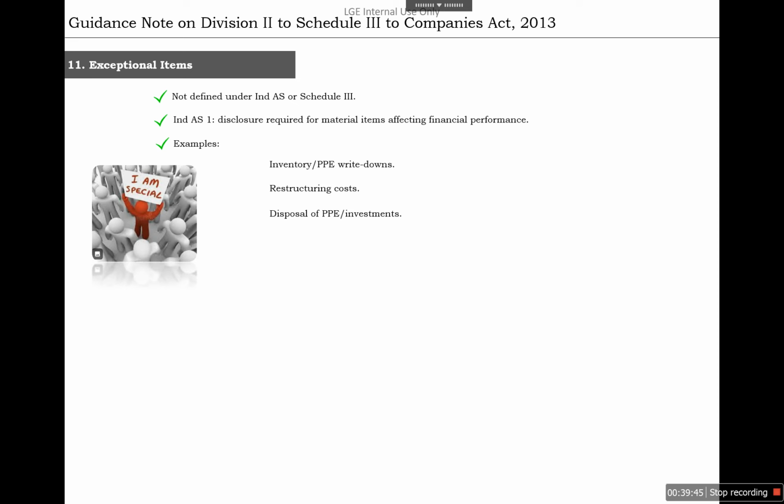So next is exceptional items, and in case of Ind AS or Schedule 3, exceptional items are not defined. And Ind AS 1 says that disclosure is required for material items affecting the financial performance of the entity. Examples may be inventory and property, plant and equipment when they are written down, and restructuring cost, disposal of PPE and investment, litigation settlement, and discontinued operations.